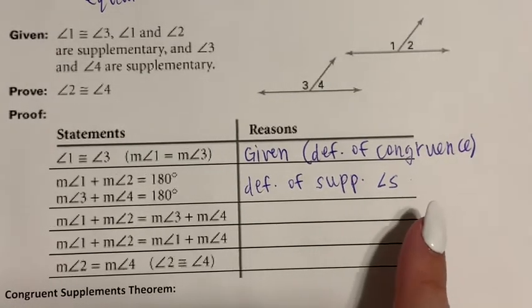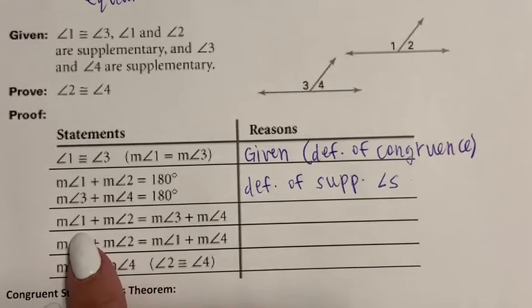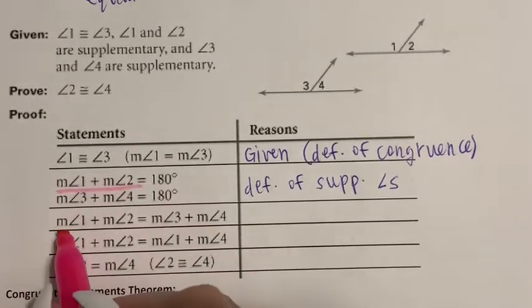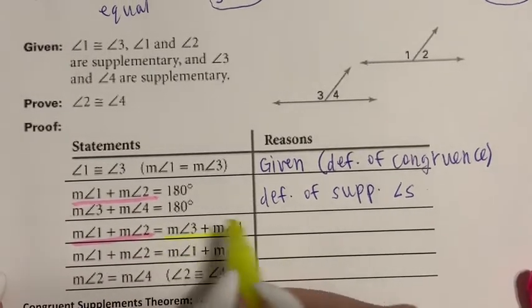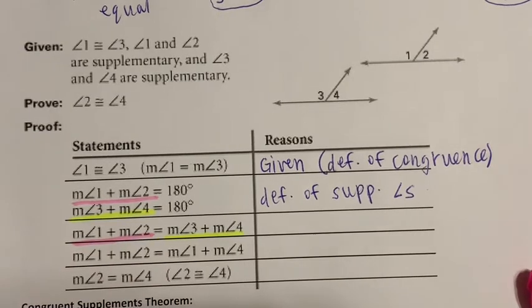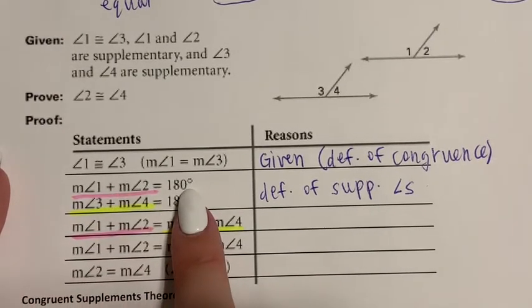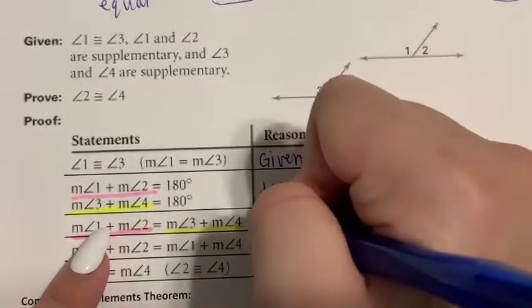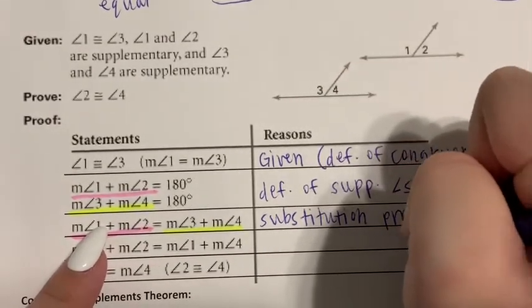Next up, I see things being equal to 180 degrees dropped out of my proof, and now it looks like I'm actually setting that the measure of angle 1 plus the measure of angle 2 right here is equal to the measure of angle 3 plus the measure of angle 4. This is very similar to what happened on the front side of our notes, where I was saying pink is equal to 180, yellow is equal to 180. So now I can just set them equal to each other because of the substitution property.